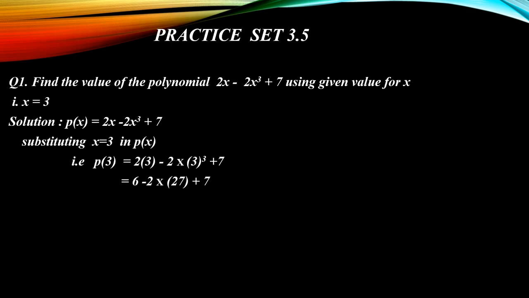Solving, we get 6 minus 2 multiplied by 27 plus 7. Therefore, P(3) is equal to 6 minus 54 plus 7. We get the answer as minus 48 plus 7, and therefore P(3) is equal to minus 41. Now, when x is equal to minus 1, P(x) is already given as 2x minus 2x cube plus 7.